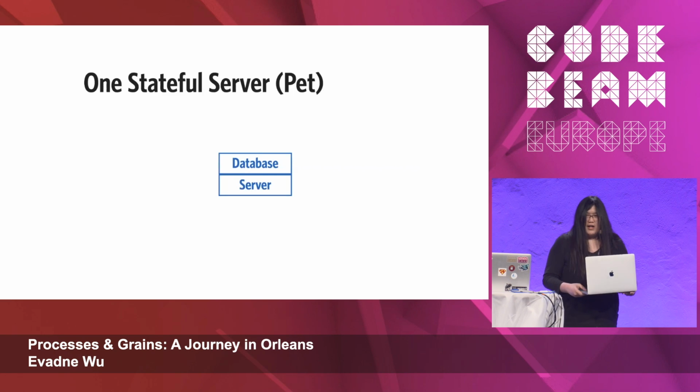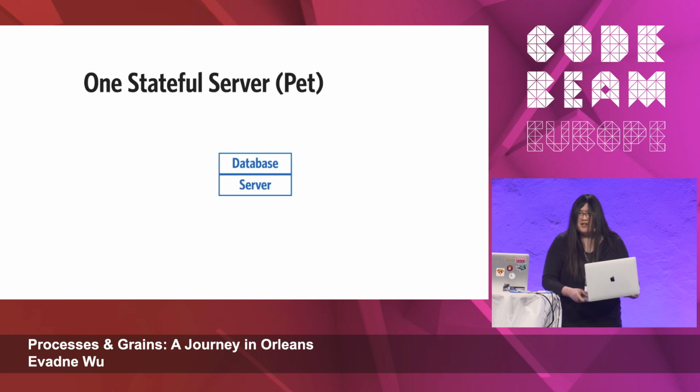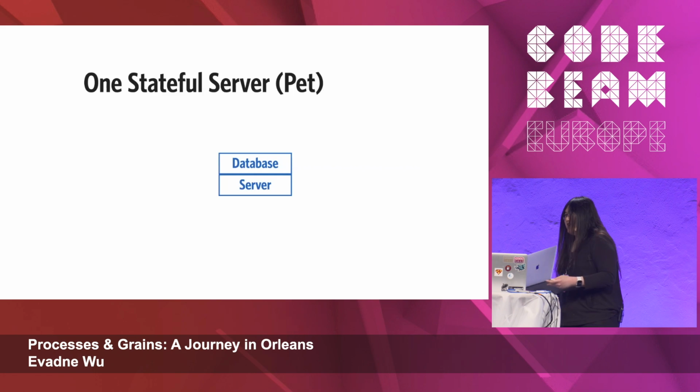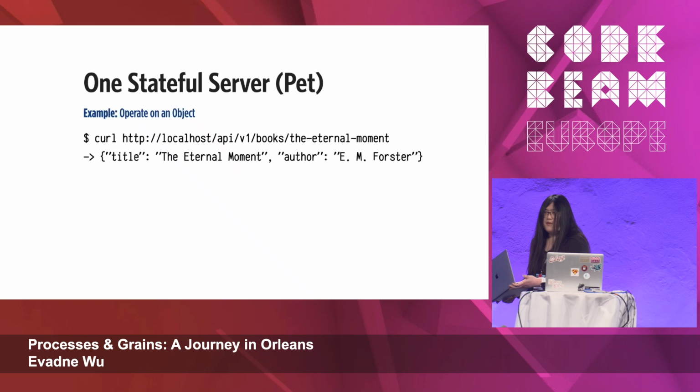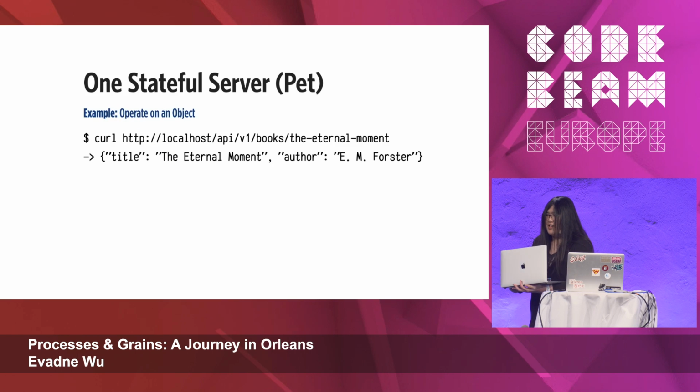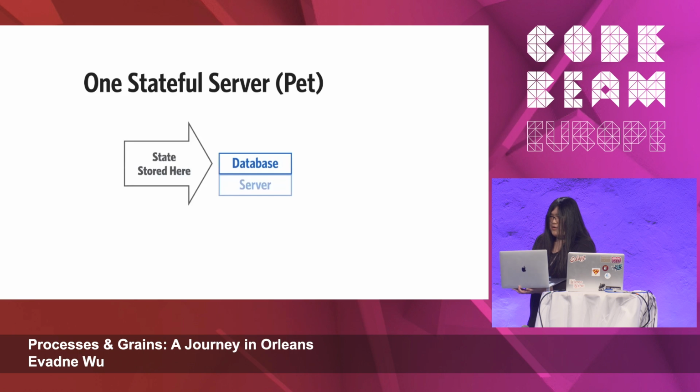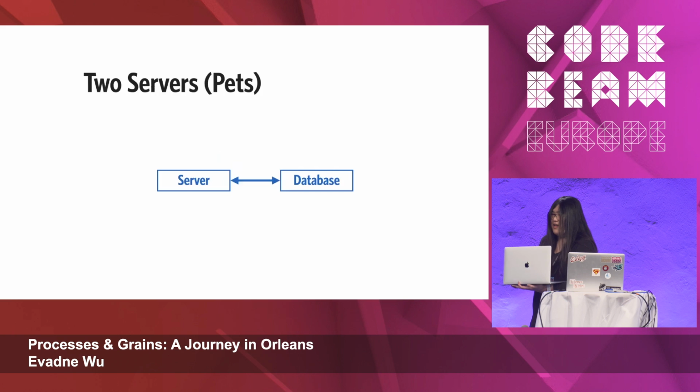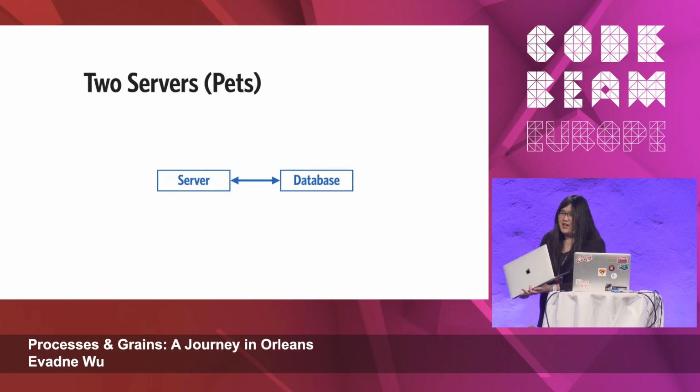So your application may look like this, where you have a database and a server, and both are on the same host. So you can interact with it pretty easily, right? Just curl and you get the information. Your state ultimately goes into the database. And maybe at some point your application has grown larger than one machine, or maybe you want to have more than one machine. So now you have two machines, you have a server and a database.